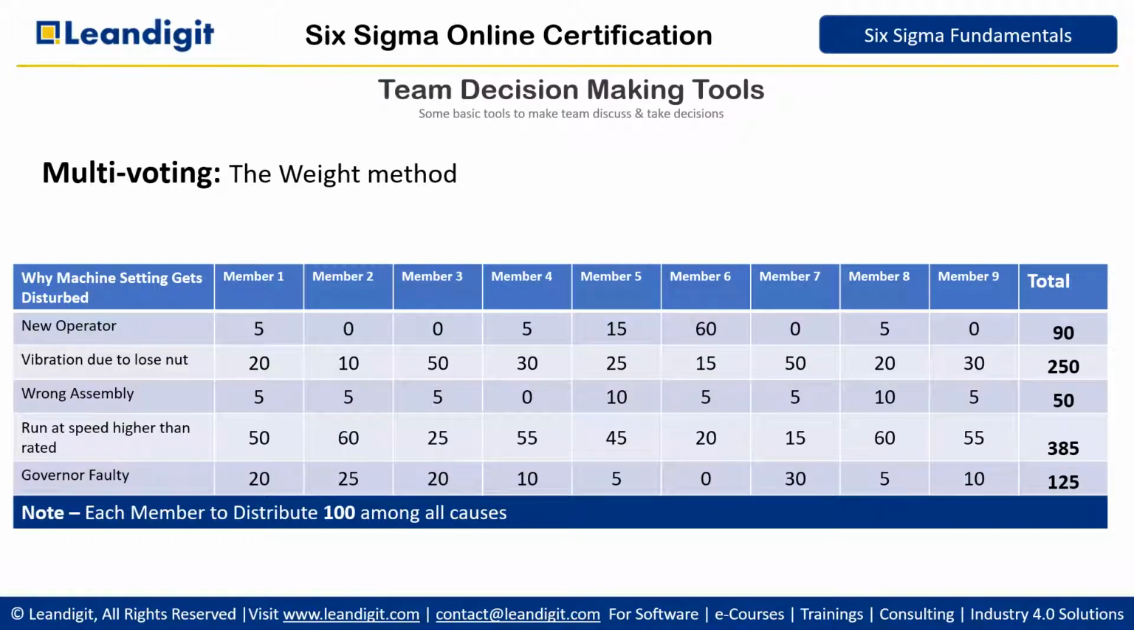In the same way, when the weight method is used, each member is given, for example, $100 and asked to distribute it based on the importance of the cause, such that the dollar sum of each member's ratings is constant. This method is also very effective in identifying, and in this case also, 385 is the sum, run at highest speed is considered highest, vibration due to loose nut is second highest, and the exception again is by member 6. I will repeat that we should not let this exception go. Try to achieve consensus by getting more information on why this member is thinking this way.